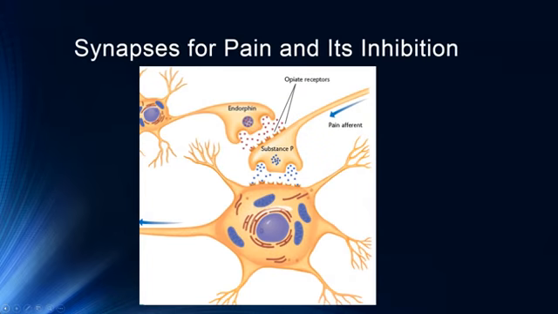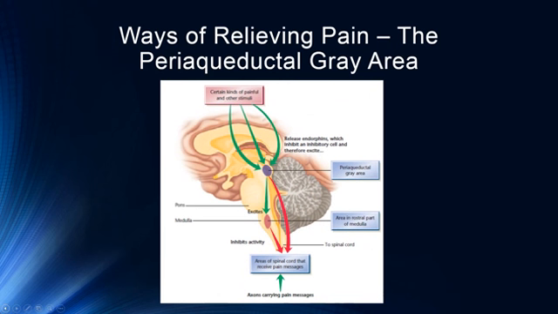So if we take a look at the synapses for pain and its inhibition, substance P is the sort of neurotransmitter that causes pain. So we have pain neurons. So we have endorphins that interact with substance P, and all of these can then be used to block pain. So ways of relieving pain through the periaqueductal gray. So we have certain kinds of painful and other stimuli release endorphins, which inhibit an inhibitory cell and therefore excite the periaqueductal gray. And so we can actually get excitation of the medulla and inhibition of areas coming up from the spinal cord.